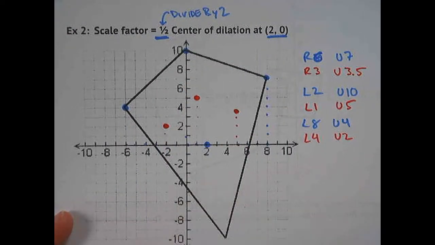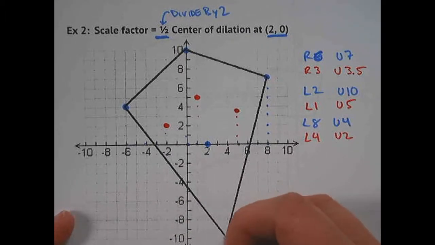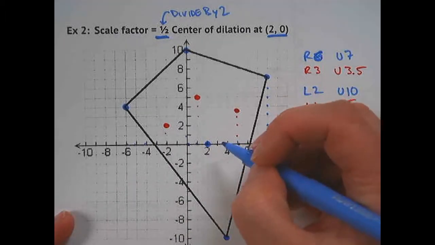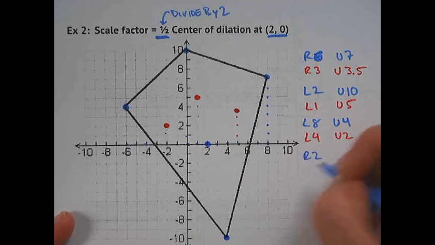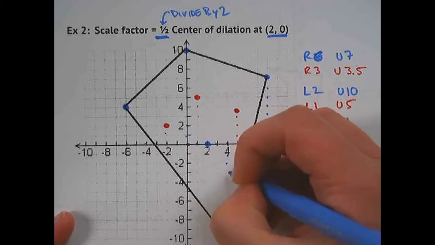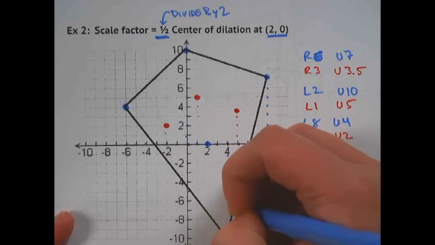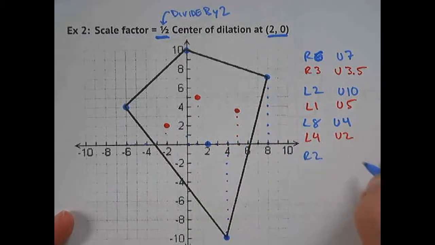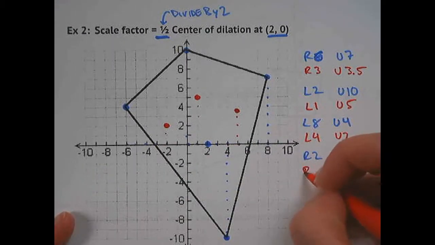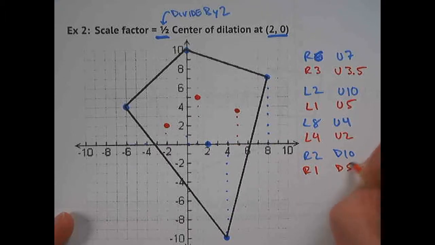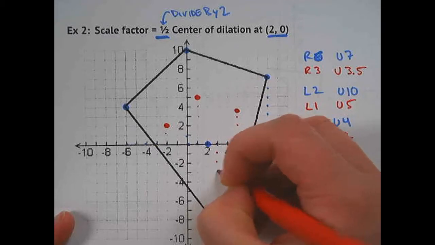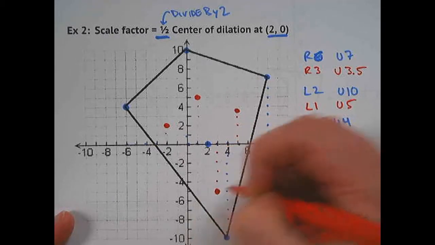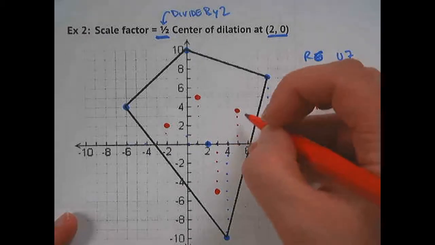All right, and then for my last point, way down here, we have to go right 2 and down 1, 2, 3, 4, 5, 6, 7, 8, 9, 10. So instead of right 2 and down 10, we're going to go right 1 and down 5. So right 1, down 1, 2, 3, 4, 5. All right, and then we're going to connect our dots.